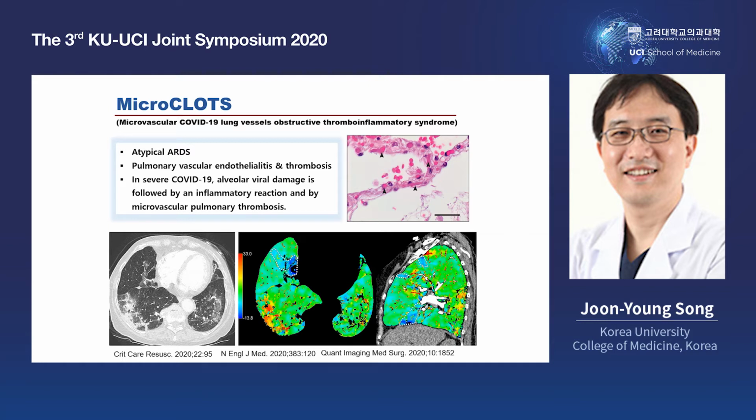Clinical hypoxia is rather severe compared to the severity of pneumonia or pulmonary edema on chest X-ray, but pulmonary embolism is not seen on chest CT. Microclot is such an atypical ARDS type complication. Pulmonary endothelial damage and inflammation can cause multiple microvascular thrombosis of alveolar septal capillary, and perfusion defects can be confirmed on lung scans. For this reason, low molecular heparin is prophylactically used in the treatment of severe COVID-19 cases.